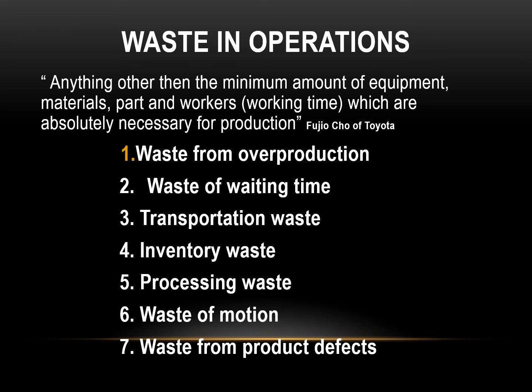Waste in operations: anything other than the minimum amount of equipment, materials, parts and workers' working time which are absolutely necessary for production, according to Fujio Cho of Toyota. The types of waste are waste from overproduction, waste of waiting time, transportation waste, inventory waste, processing waste, waste of motion and waste from product defects.